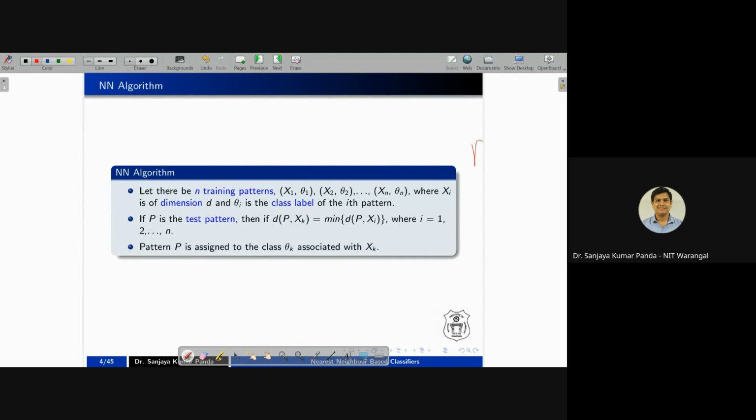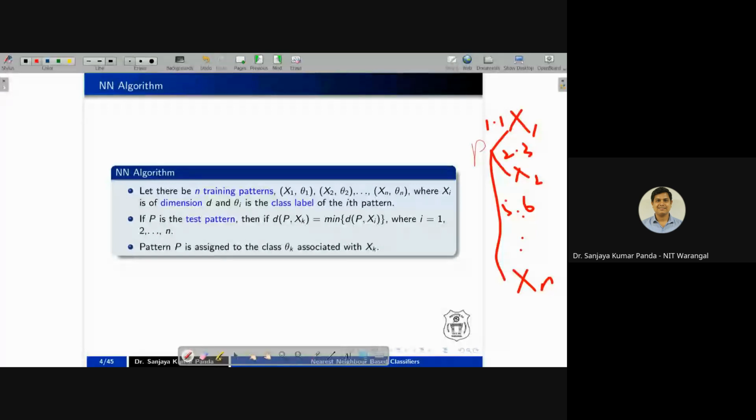If I take a test pattern P, and my existing patterns are x1, x2 up to, let's say, xn, what I have to do is calculate the distance from P to x1, P to x2, and P to xn. Let's say the distance is coming 1.1 here, 2.3 here, let's say 5.6 here. So out of these distances, the minimum distance we are getting is in the case of P to x1.